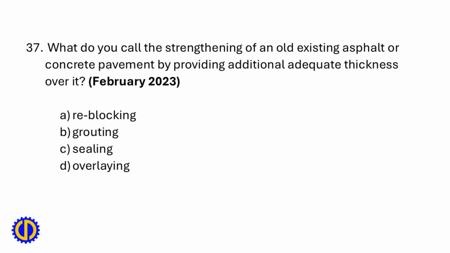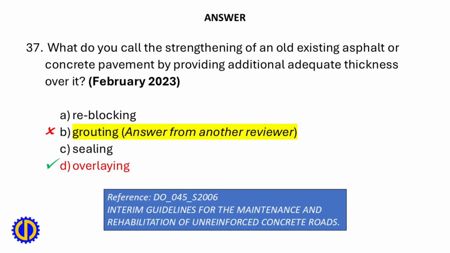37. What do you call the strengthening of an old existing asphalt or concrete pavement by providing additional adequate thickness over it? A. Reblocking, B. Grouting, C. Sealing, D. Overlaying. D. Overlaying. Reference: DO 045S 2006 Interim Guidelines for the Maintenance and Rehabilitation of Unreinforced Concrete Roads.